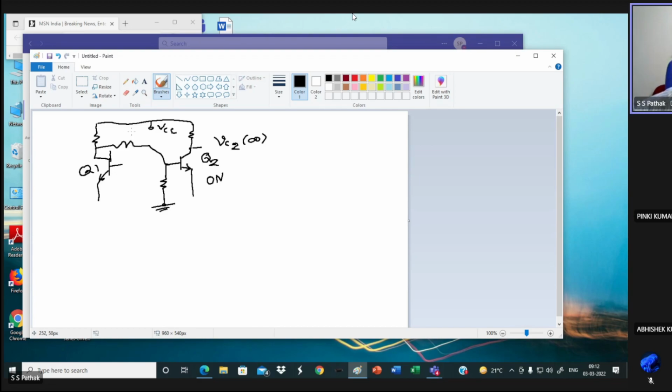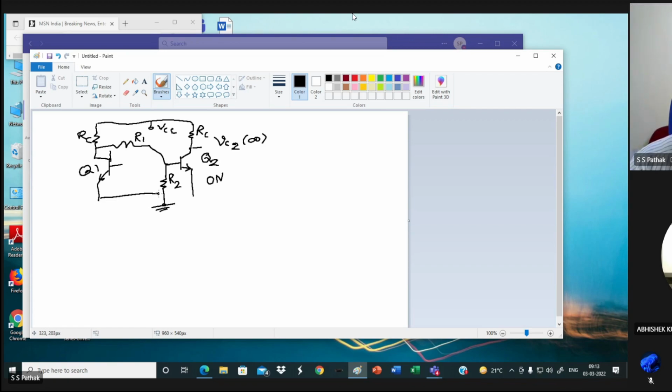Okay, so I'm putting this one as my R1. This one I'm putting as my R2. Same thing as your collector coupled case. This is my RC, symmetric. It is symmetric. You can make it asymmetric also, but that is no use for the bistable case. So it is your RC and RC, both the cases coming like that. This emitter, both of them, I ground through a resistance here.